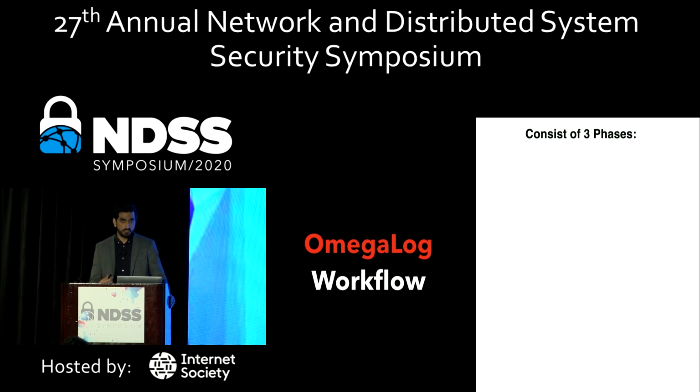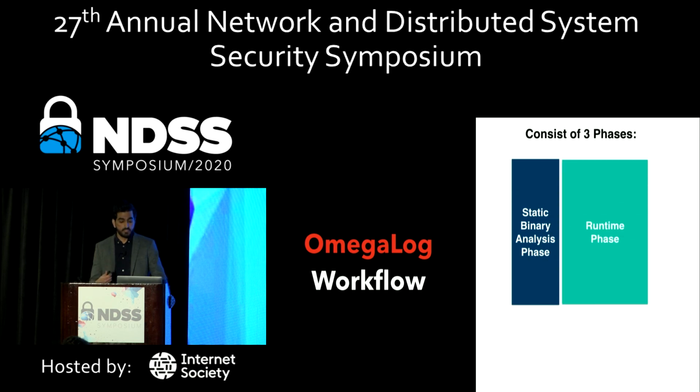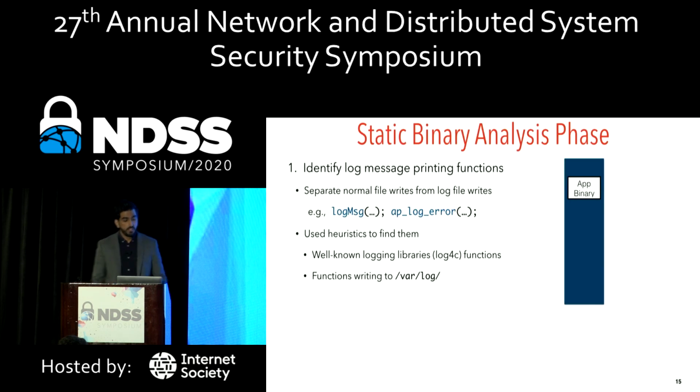OmegaLOG consists of 3 different phases. The first one is the static binary analysis phase. The next one is the runtime phase, and the final phase is the investigation phase. To start with the static binary analysis phase, we will first identify the log printing functions inside the binary. This is because we want to separate which are the normal file writing functions and which are the log file writing functions. For that, we use certain heuristics like functions from well-known libraries like log4c, or functions that write to the /var/log directory.